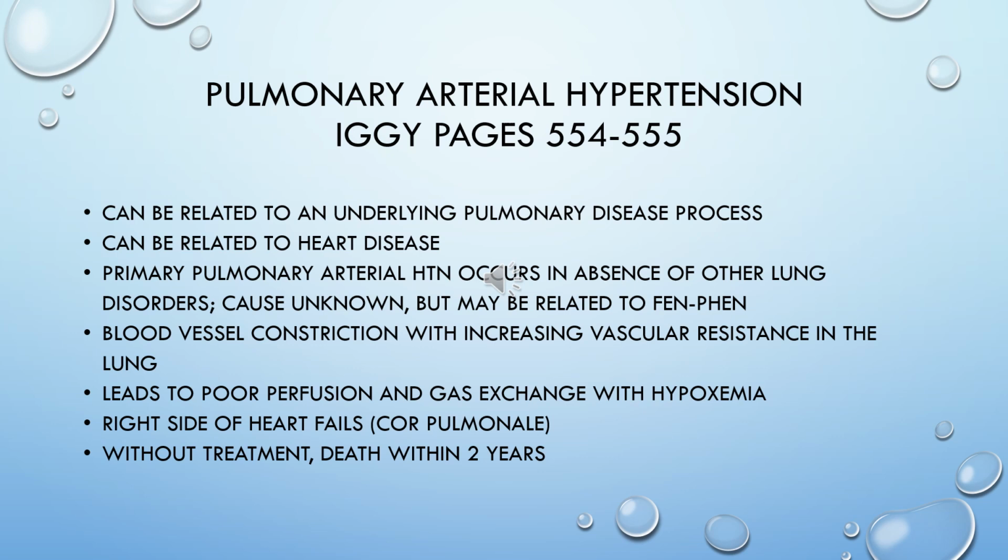Even though patients may have the mutation, it doesn't mean that they'll actually develop pulmonary arterial hypertension. It can be related to some kind of disease within the lungs themselves. It can also be related to heart disease, which makes sense if you think about it. You get a lot of pressure in the heart pushing back on the lungs. It causes pressure in there as well. But primary pulmonary arterial hypertension usually occurs in the absence of other lung disorders, or maybe also referred to as idiopathic pulmonary hypertension.